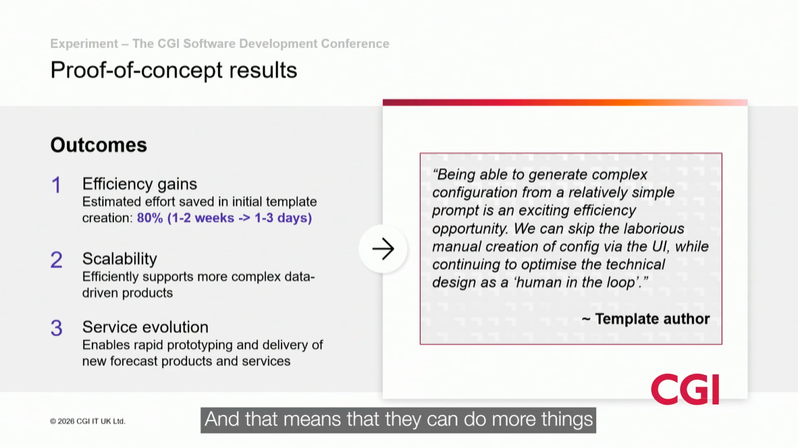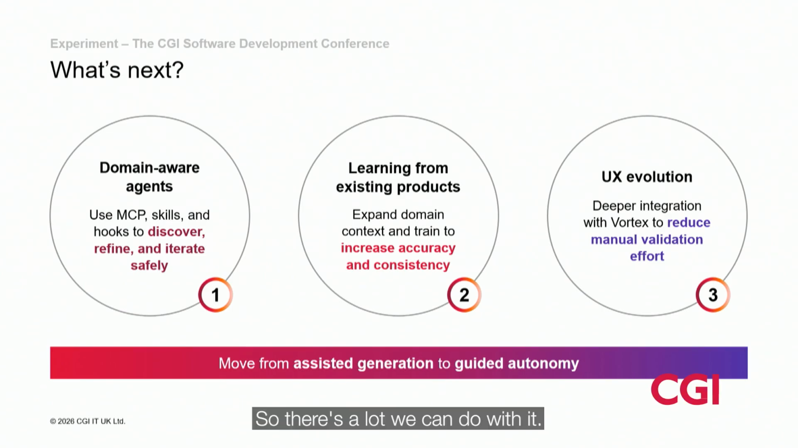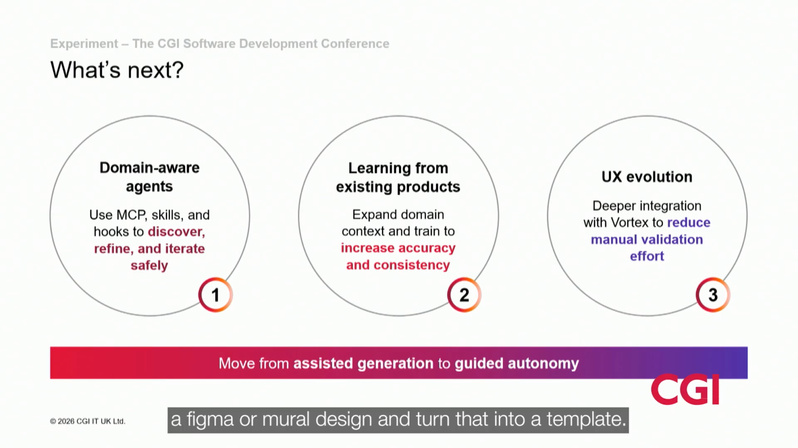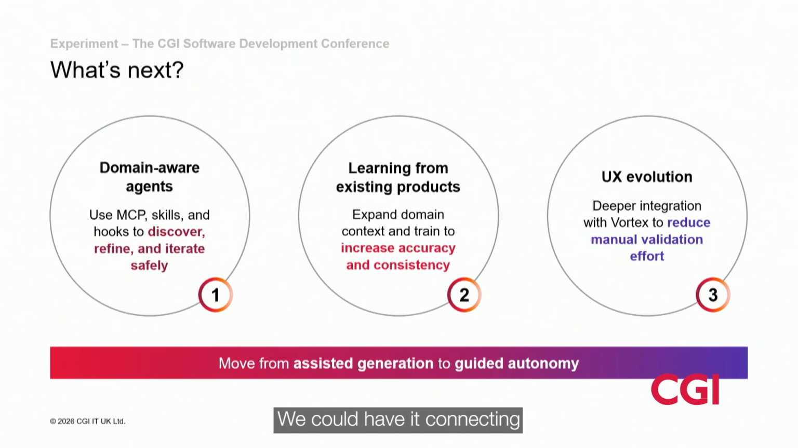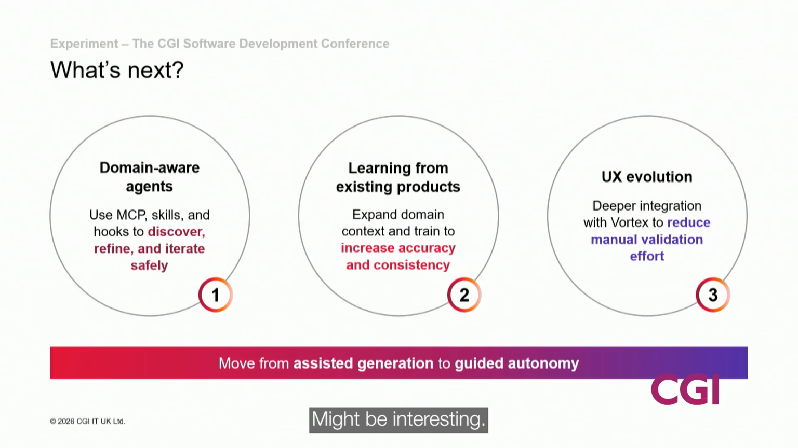And that means that they can do more things as an organization themselves. They can prototype things, they can sell new stuff to their customers, they can offer new things to their customers more rapidly. And that kind of unlocks a lot of future capability for them. So there's a lot we can do with it. Yeah, we could have it take a sketch of a template on paper or a Figma or mural design and turn that into a template. We could have it connecting to those data providers with MCP to say, I have a product that's to do with hot air ballooning. What data do you have that I can show my users? That might be interesting. Loads of stuff, anyway, all exciting.